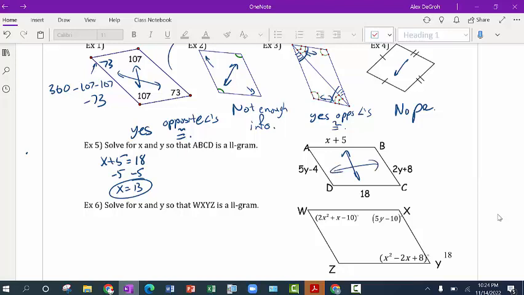So the opposite sides here should be congruent, so you can set 5y minus 4 equal to 2y plus 8. And then we get our y's on one side, subtract over the 2y, and you get 3y minus 4 equals 8. Move over the 4. And you get 3y equals 12, and then divide both sides by 3. So y equals 4.